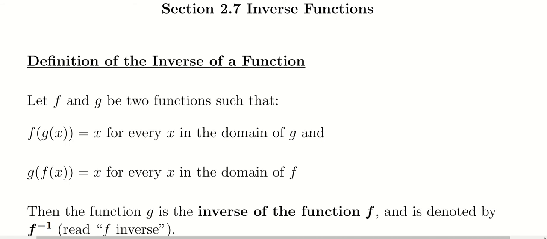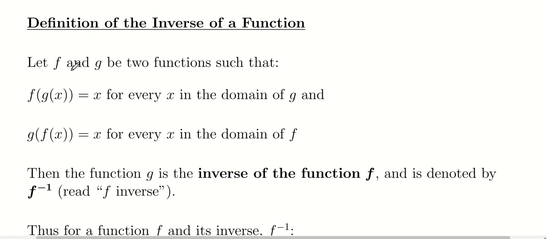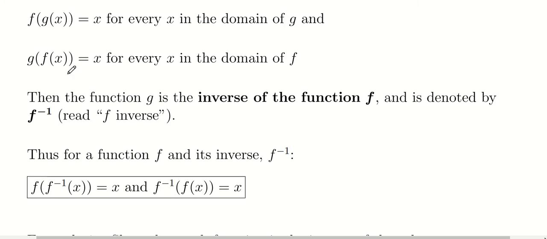In section 2.7, we're going to investigate inverse functions. The definition of an inverse function is as follows. Suppose we have two functions f and g such that f composed with g of x is equal to x for every x in the domain of g, and also that g composed with f of x is equal to x for every x in the domain of f.